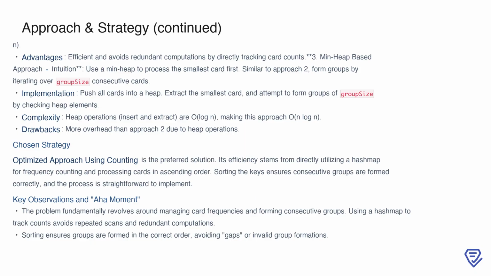After evaluating these strategies, the optimized approach using counting emerges as the preferred solution. It directly utilizes a hash map to track card frequencies and processes cards in ascending order. Sorting the keys ensures that groups are always formed correctly, avoiding invalid sequences or gaps. The clarity and efficiency of this method make it straightforward to implement while minimizing computational redundancy.